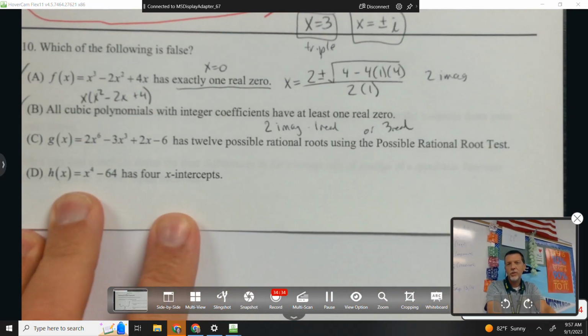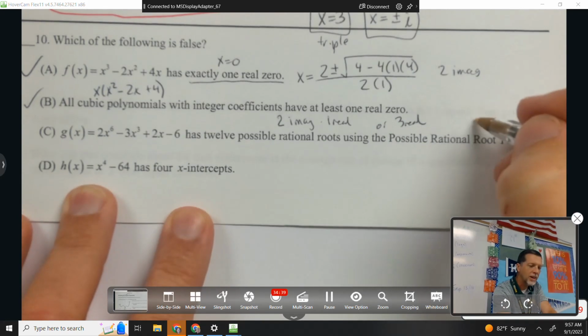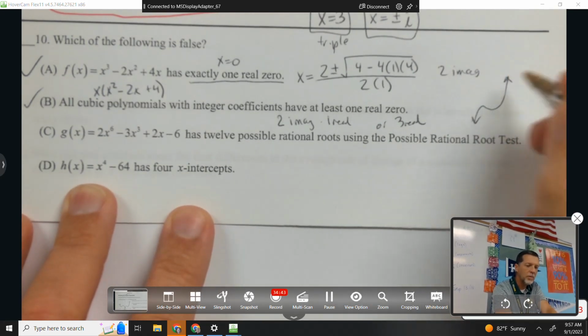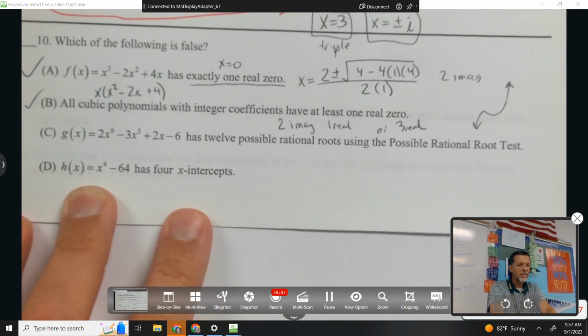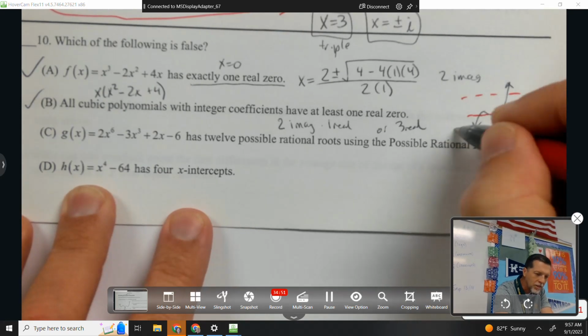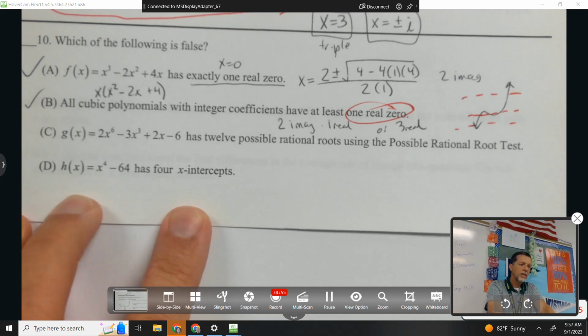So that's true. The other way to think about that one is to think about the graph of a cubic. Because it goes forever up and forever down, it's got to cross the x-axis somewhere, right? And maybe it crosses it 3 times. Maybe it only crosses it once, but it definitely has at least 1 real zero.